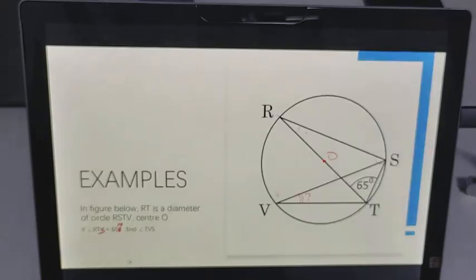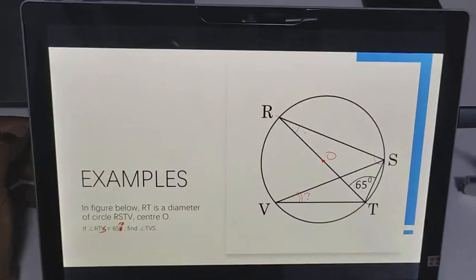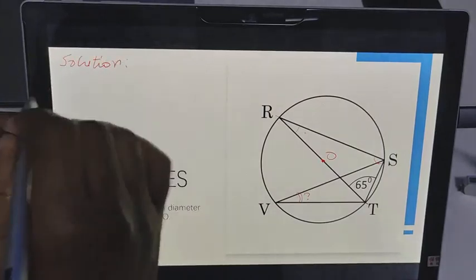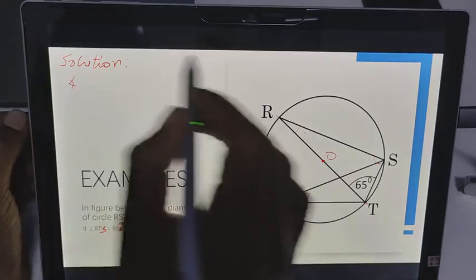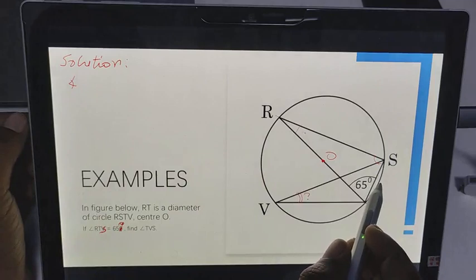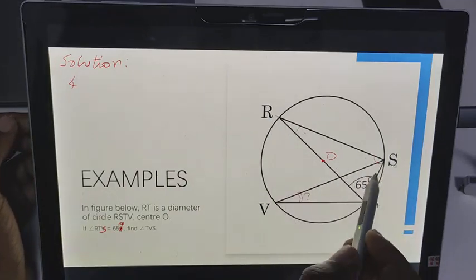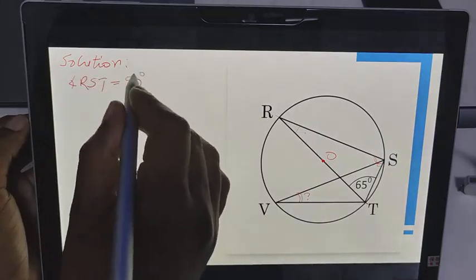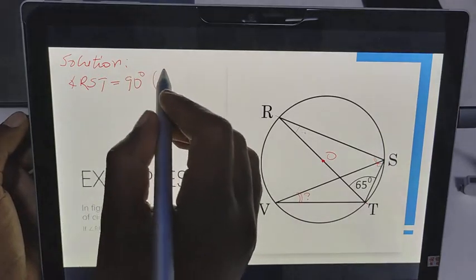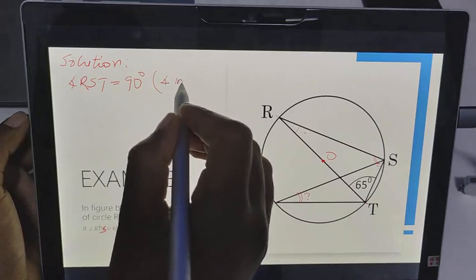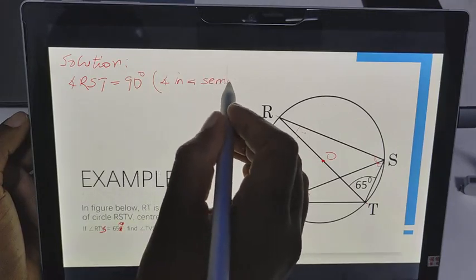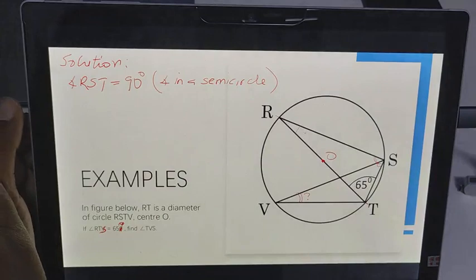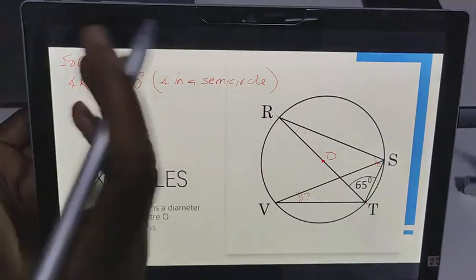So let's now solve this problem. Solution. We know that angle RST will be equal to 90 degrees. The reason is simple: angle in a semicircle. That's the first formula that we have covered today. Angle in a semicircle gives us 90 degrees.